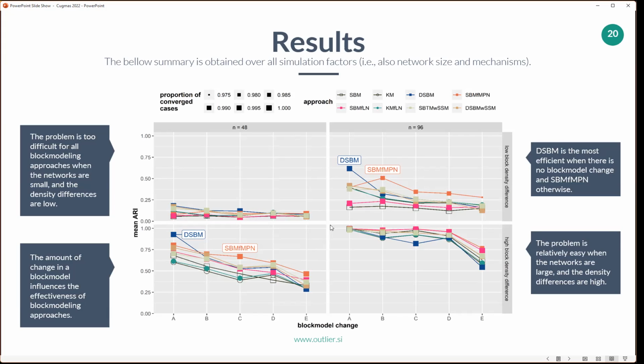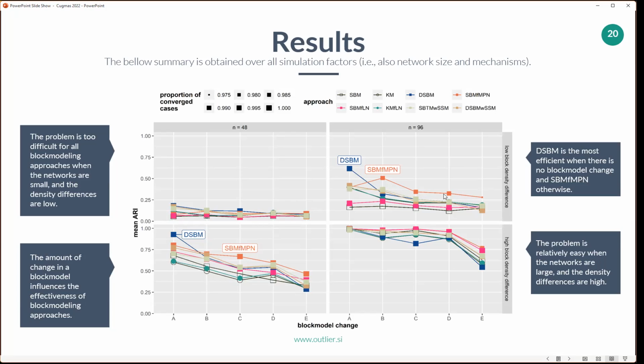You can see that in both cases, large networks with low block density difference, and small networks with high block density difference, dynamic stochastic block modeling performs the best when the block model type doesn't change in time. But when the block model type does change in time, stochastic block modeling for multipartite networks seems to be the best.